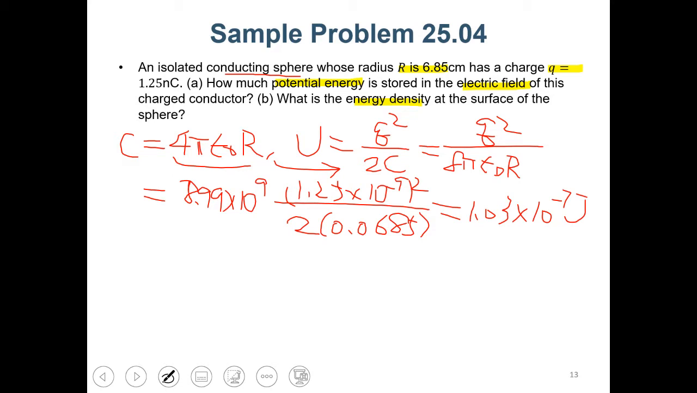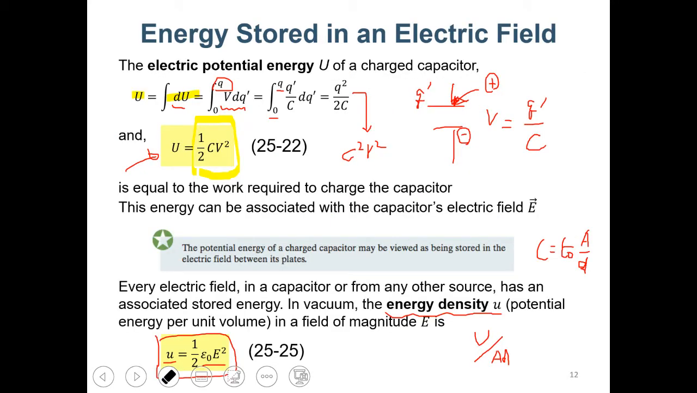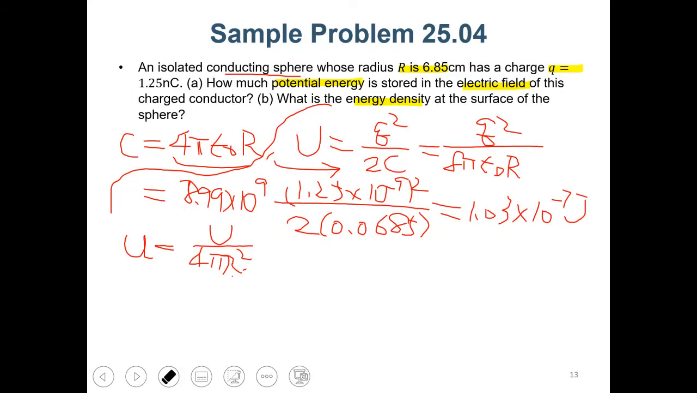So for B, if you use small u to be U over 4 pi r squared, which is the volume of the sphere, then it will be incorrect. Actually, that's the surface area, not the volume. So it shouldn't be like this, because the energy stored in a spherical capacitor is not uniform. For a parallel plate capacitor, the E field is uniform, so the energy density is also uniform. But for the spherical capacitor, it is not uniform, so you cannot use the total energy stored divided by the volume. It's not correct.